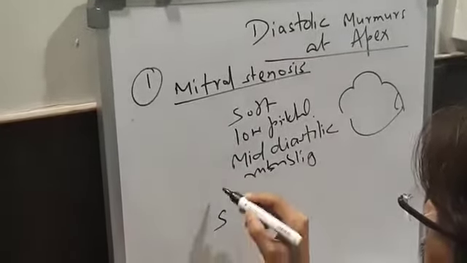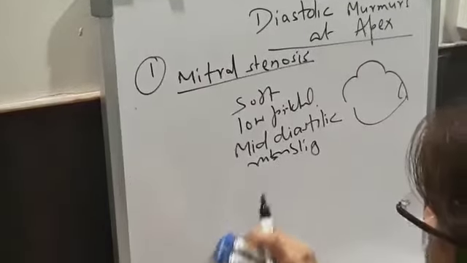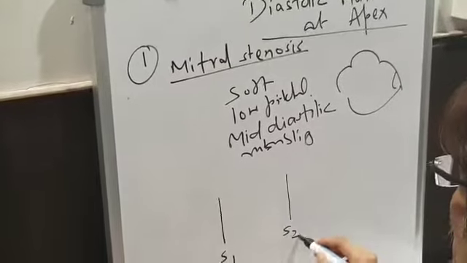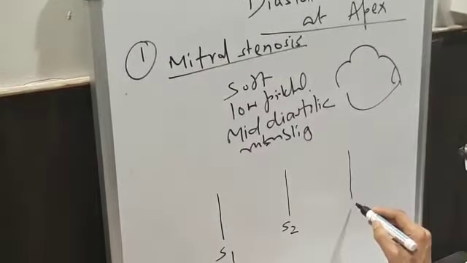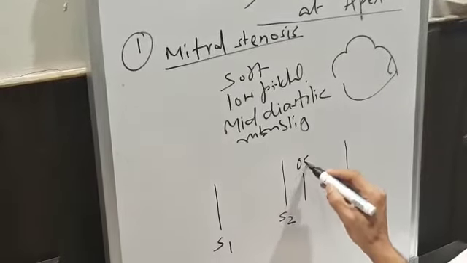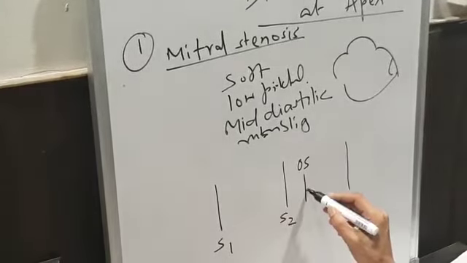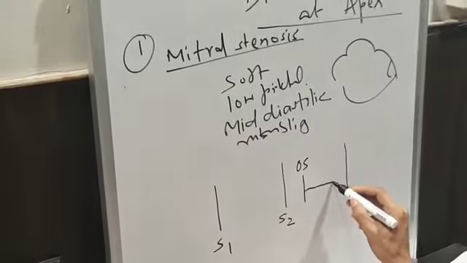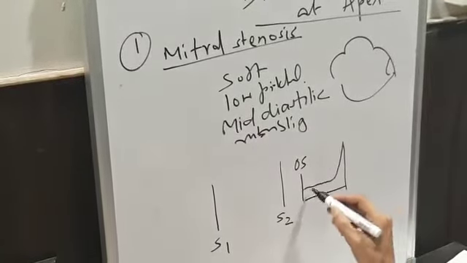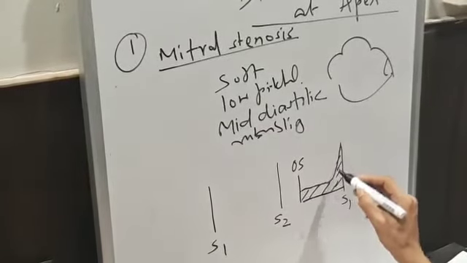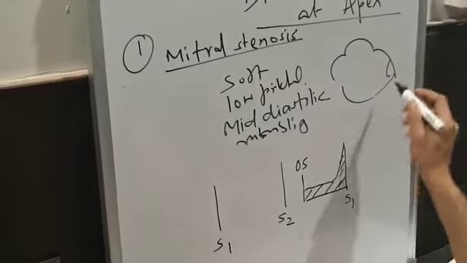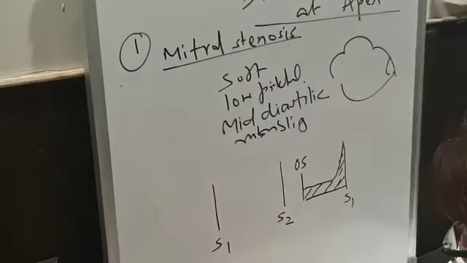So S1, S2. In mitral stenosis, we will hear an opening snap, that is the opening of the mitral valve, and there will be a mid diastolic murmur, rumbling murmur with pre-systolic accentuation. This is the murmur of mitral stenosis. So one of the differential diagnoses of a mid diastolic murmur at apex is mitral stenosis.